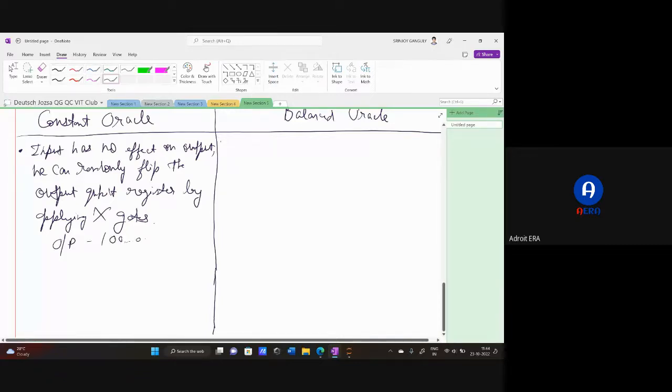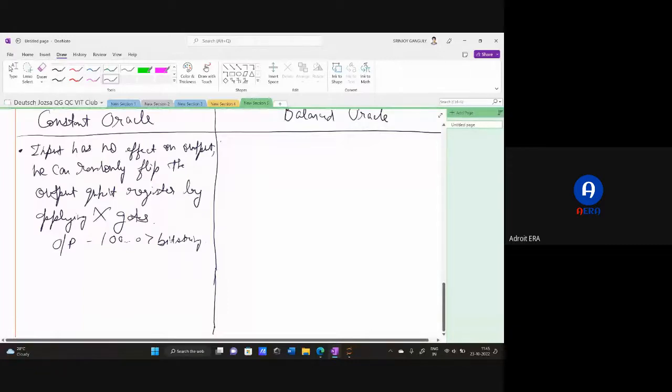Remember, you were getting a single zero output in the Deutsch algorithm case, as we saw. Here, since there are multiple qubits, we will see this kind of output. So let us take an example where n is equal to 2 qubits.